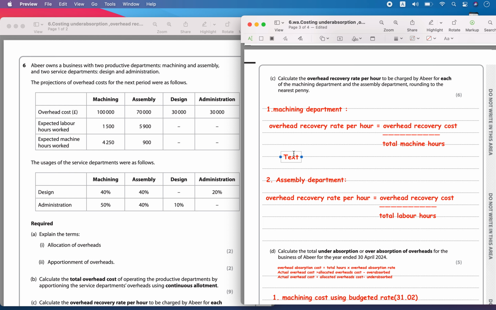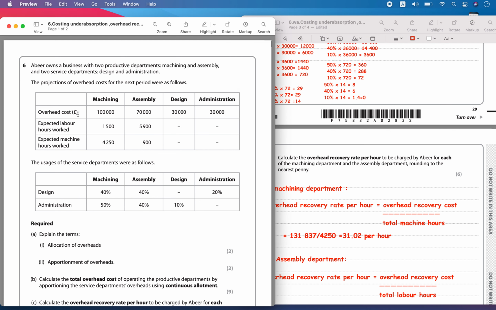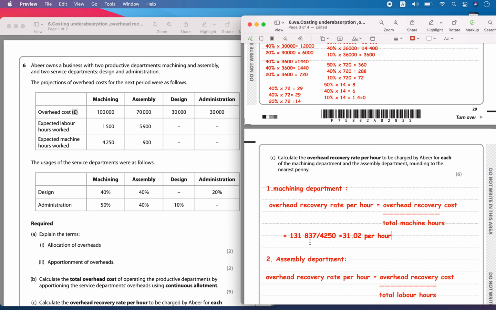So the first one is equal to the total cost, 131,837, divided by the total machine hours spent, 4,250, so that will be equal to 31.02 pounds per hour that I need to charge. Okay, so if I charge at this rate, I'll be able to recover my costs. This is what it means.